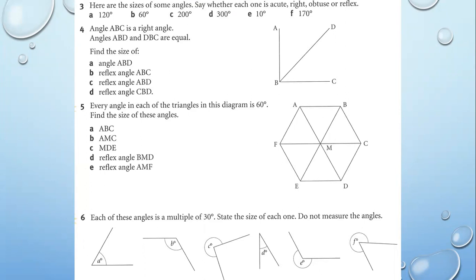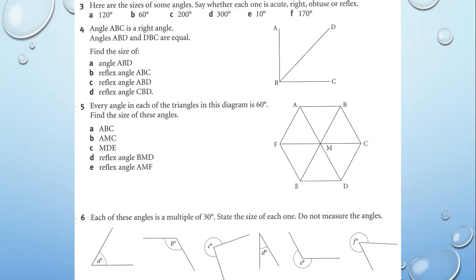Question number 4: angle ABC is a right angle. The angles ABD and DBC are equal. Find the angle ABD. ABD is 45 degrees. Why? Because the line drawn from B to D is in between A and C, meaning the middle of A and C, which is 90. Half of 90 is 45. This is also an acute angle, as it is less than 90.